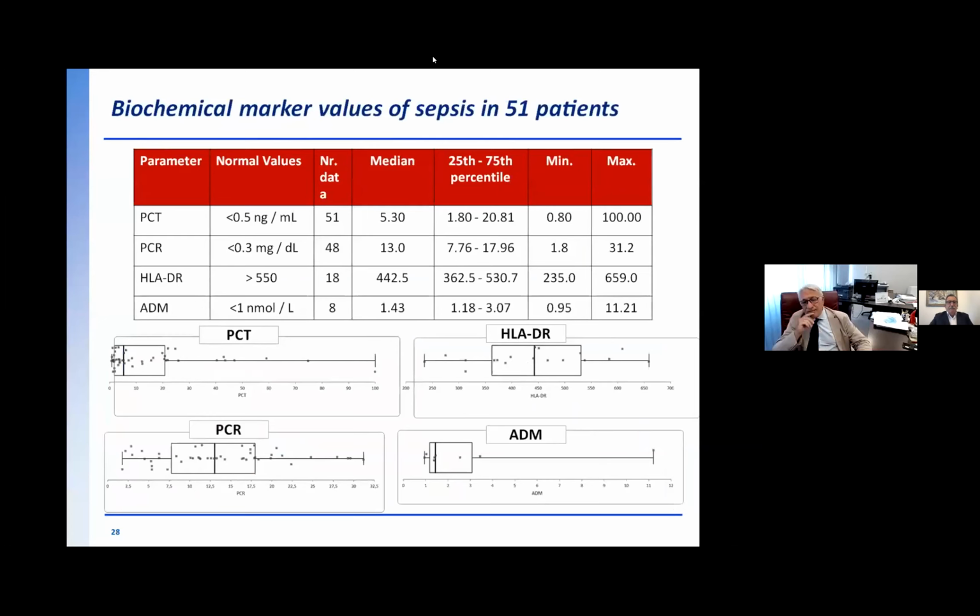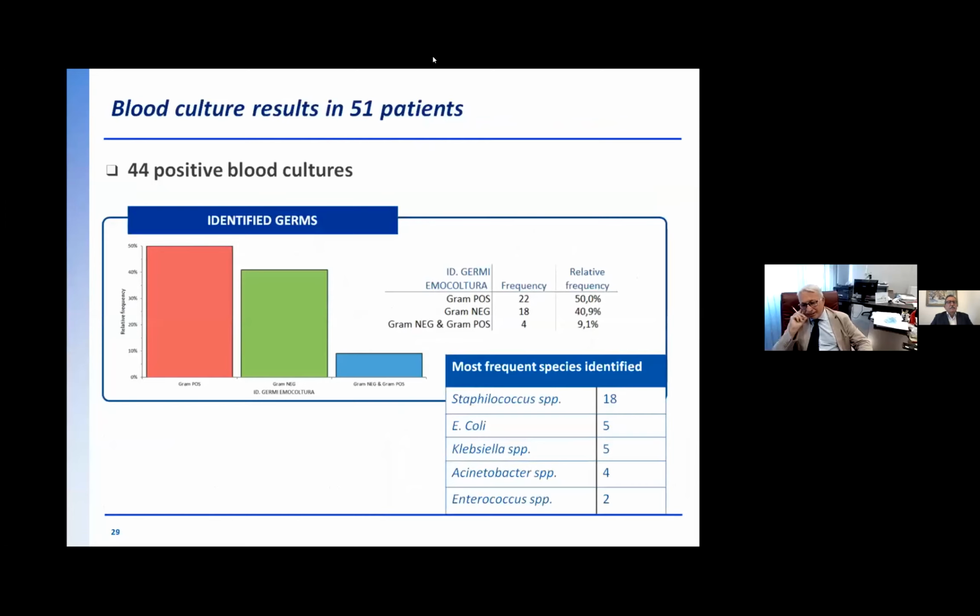These are the various values of our lab parameters on our patients. We have 51 patients, and on all of them we calculated PCT, PCR, HLA-DR, ADM. In 48, we highlight a PCR, C-reactive protein, and then 18 HLA-DR, etc., as you can read on the slide.